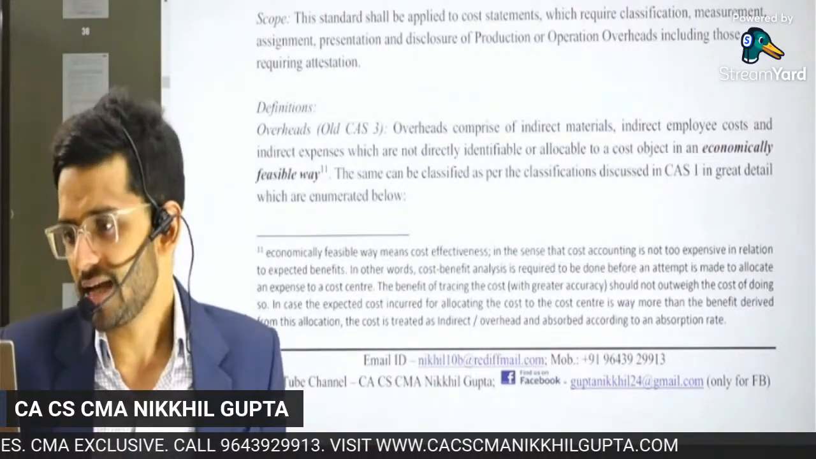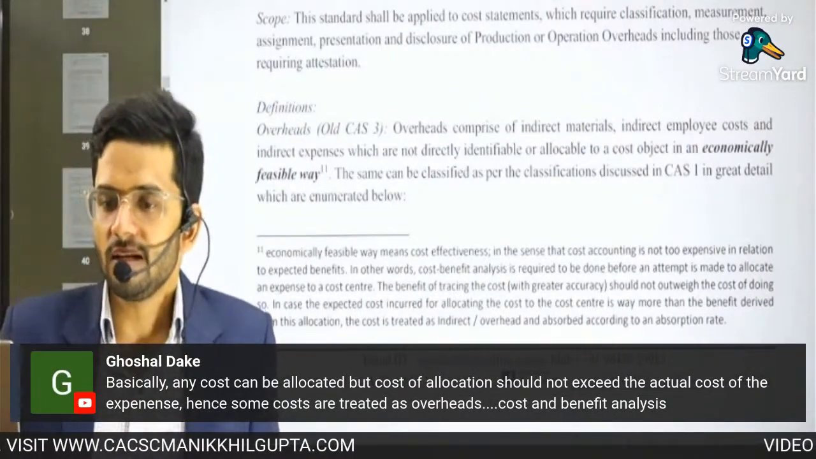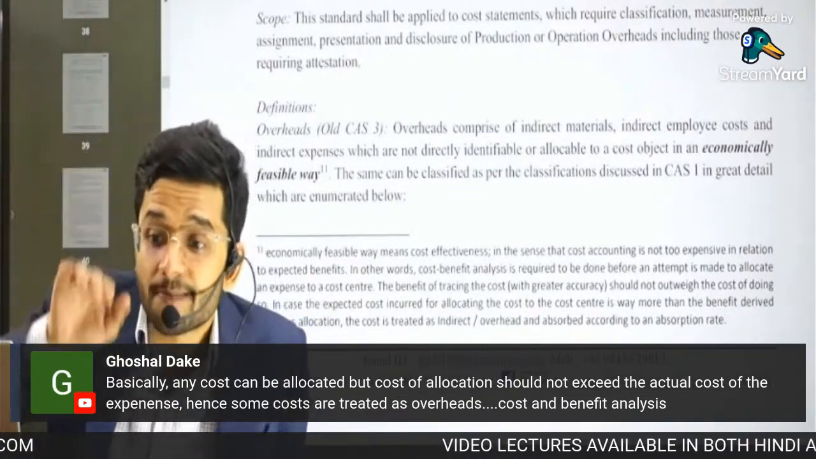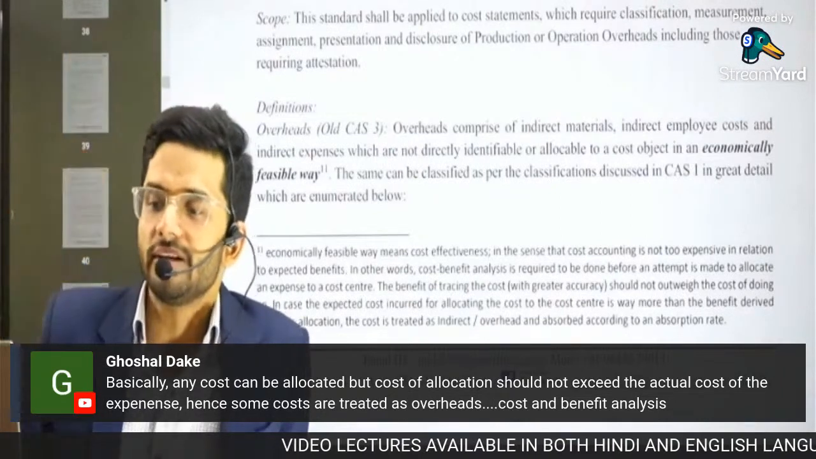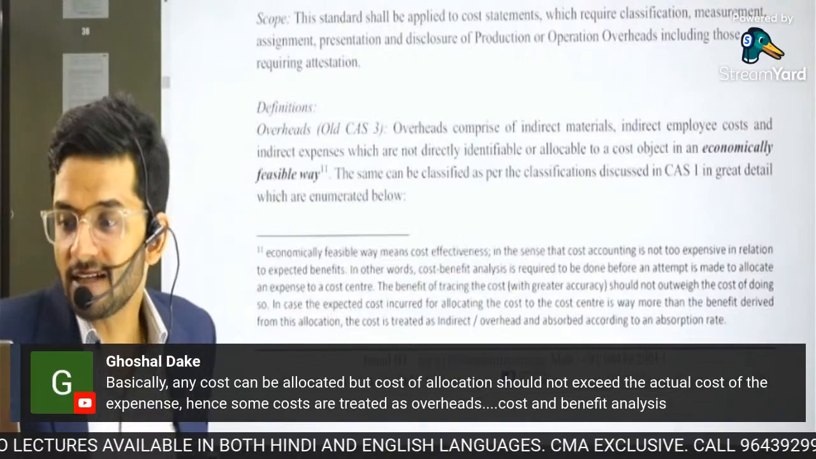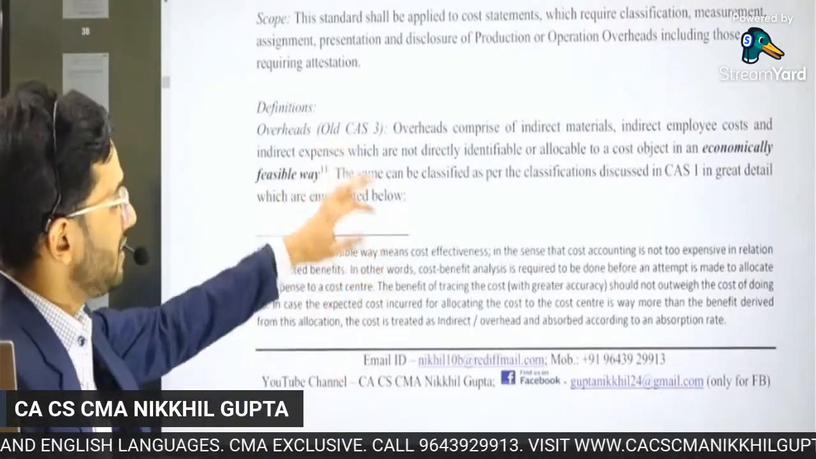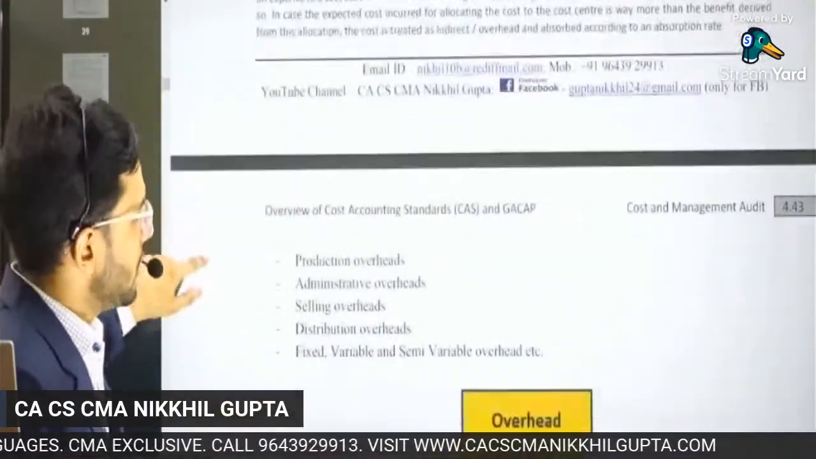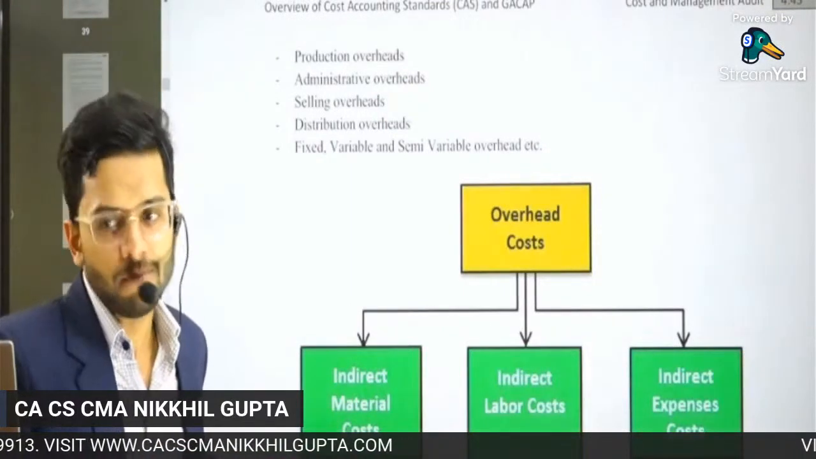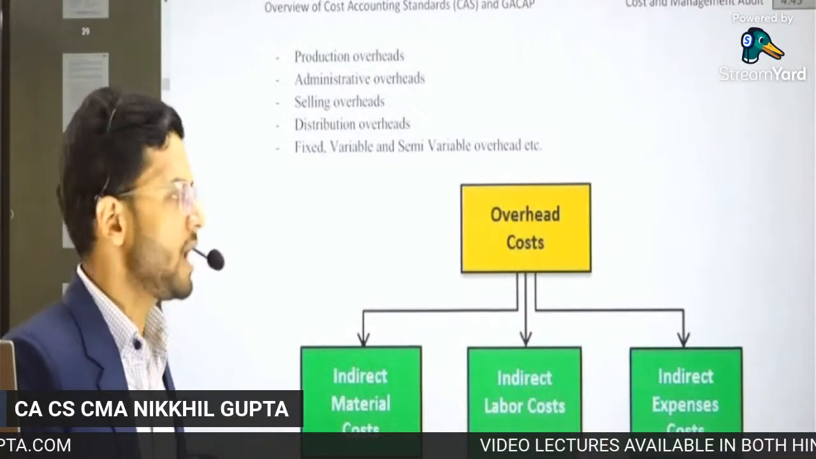Yes, Ghoshal Dake has given a very beautiful definition. So I'll display it on the screen as well. Basically, any cost can be allocated, but the cost of allocation should not exceed the cost of the actual expense. Hence, some costs are treated as overheads, cost and benefit analysis. Very good definition by Ghoshal Dake. And guys, whenever you define indirect cost, always write these three words: in an economically feasible way. So indirect costs are not allocable in an economically feasible way. But indirect cost can be allocated if we want to allocate them. Yes, it is not impossible to allocate indirect cost.